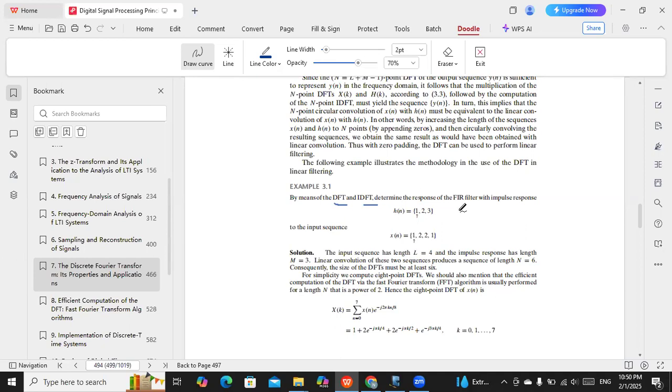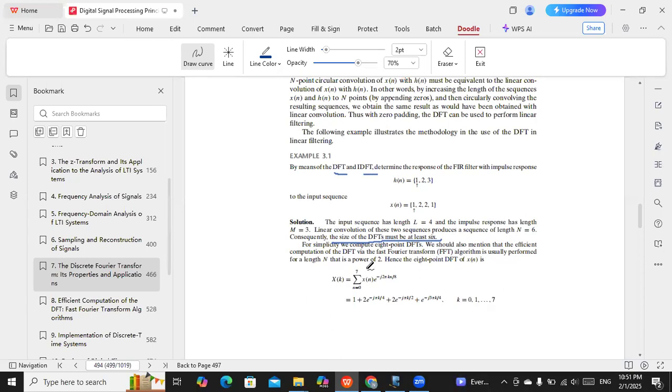Okay, so that means yn will be a 6-length signal. So it is said that the size of the DFT must be at least 6. Okay, so at least we need to find a 6-point DFT.